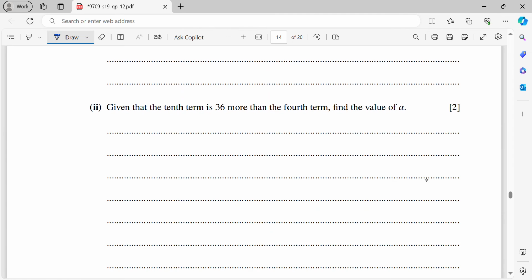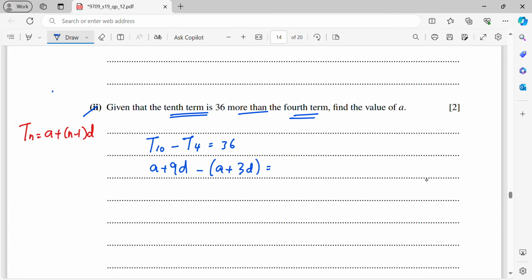Now, part 2, given that the 10th term is 36 more than the 4th term, find the value of a. The 10th term is 36 more than the 4th term. That means T10 minus T4 is 36. So now our nth term Tn is a plus (n minus 1)d. So from here I will get (a plus 9d) minus (a plus 3d) equals 36, right? Then when you open the bracket, a plus 9d minus a minus 3d is 36.